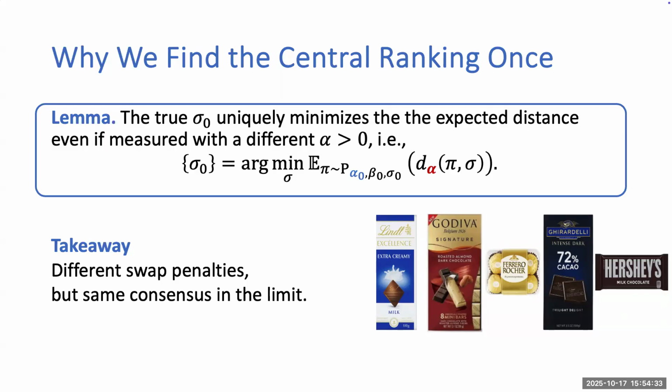This is basically saying that it doesn't matter how I'm measuring the swap penalties of the chocolates, as long as I get a survey from all over the board, I eventually get to the true distribution.